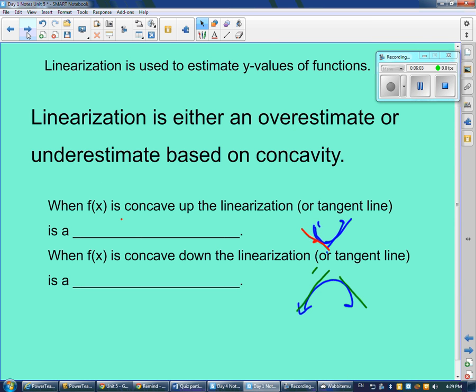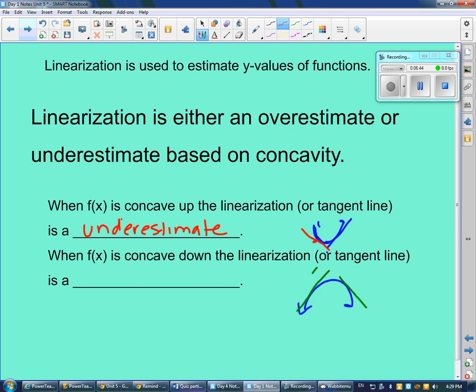Okay, so another key thing we know about linearization is that it's either an overestimate or an underestimate. And how we tell that is by looking at the concavity. If you can remember that, you don't necessarily have to memorize it. You can just draw a picture to help you figure it out. So when f of x is concave up, if I draw a concave up function, and if I draw my tangent lines below it like I did here, we can see that the tangent lines are always below my curve. And so because of that, we say that linearization is an underestimate when my function is concave up.